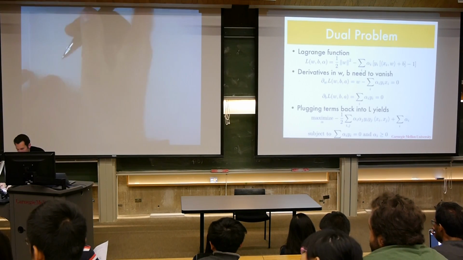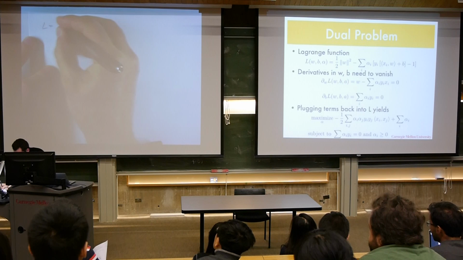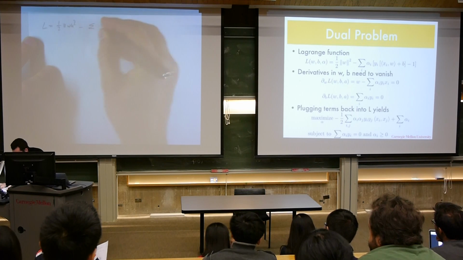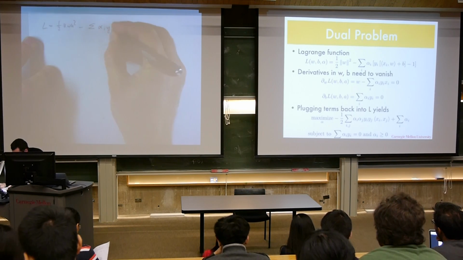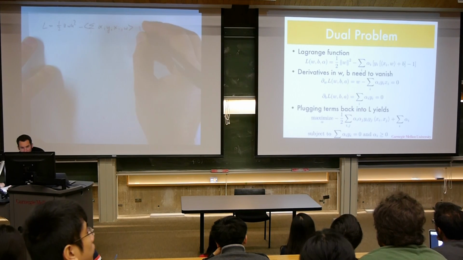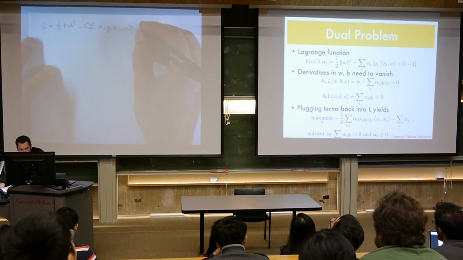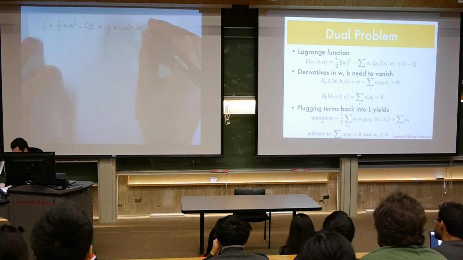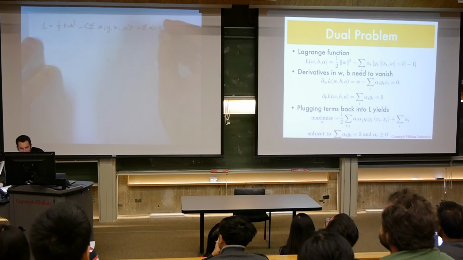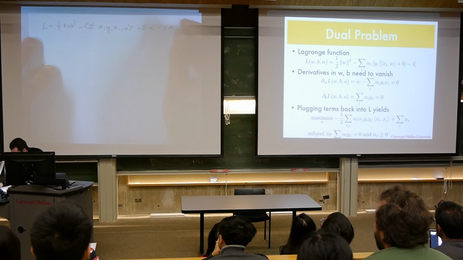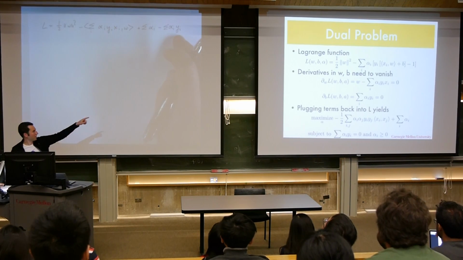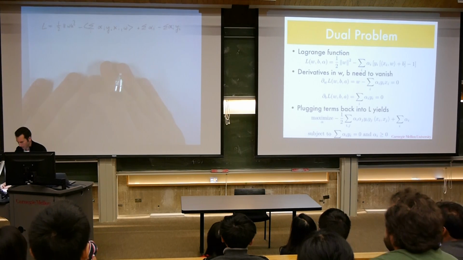So remember we had the Lagrange function L being 1/2 norm of w squared minus the sum over alpha i yi xi dot w. And then we had plus the sum over the alpha i's. And we also had minus the sum over alpha i yi times b. I've just expanded that last bracket already.